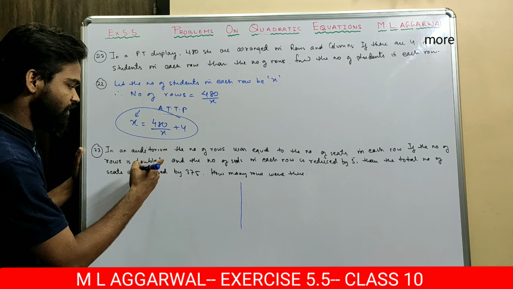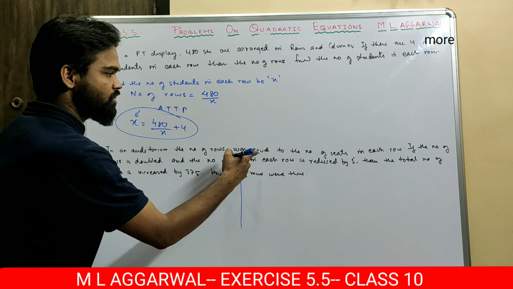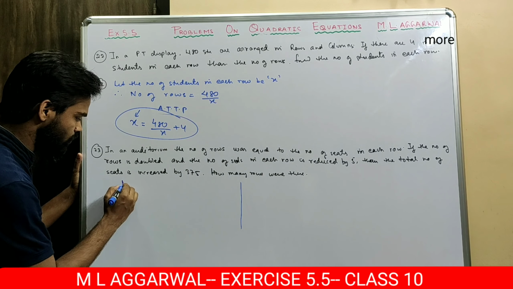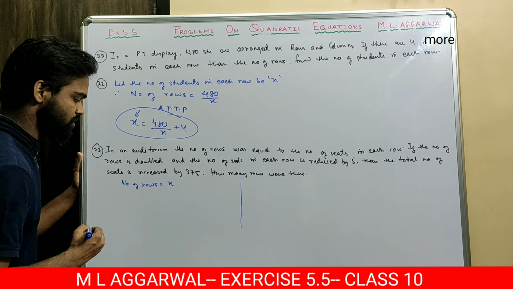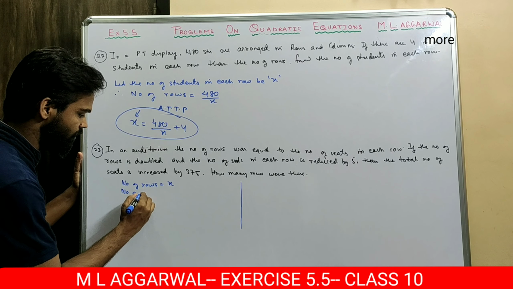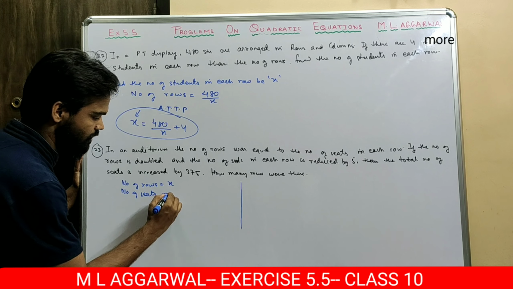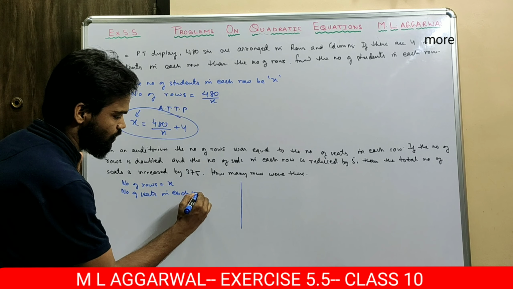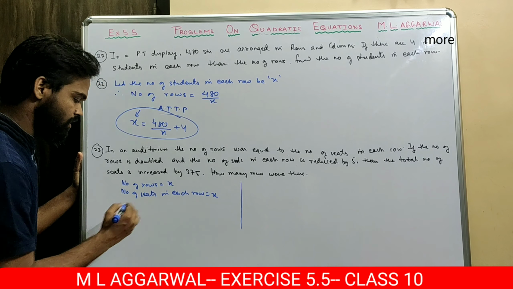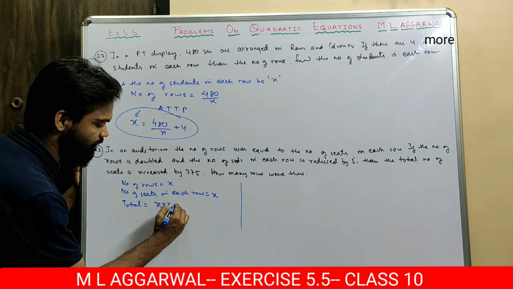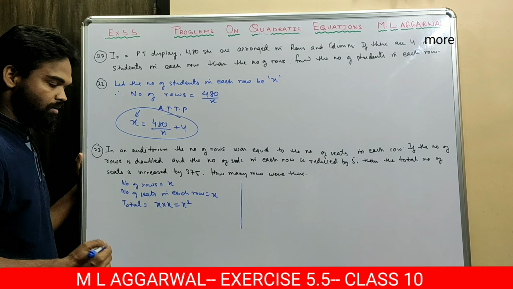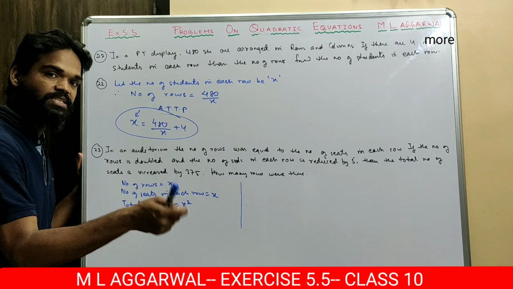See, in the first case, the number of rows was equal to the number of seats. So, number of rows, suppose x, number of seats in each row is also x. So what is total number of seats? Total number of seats will be x multiplied by x, which is x square. Number of rows multiplied by number of seats in each row.